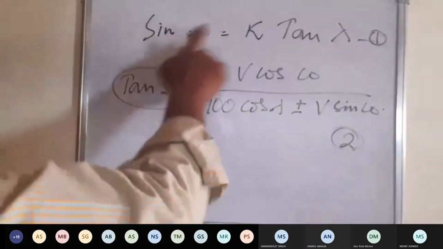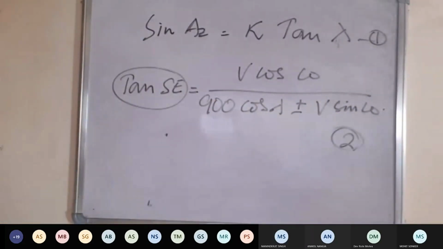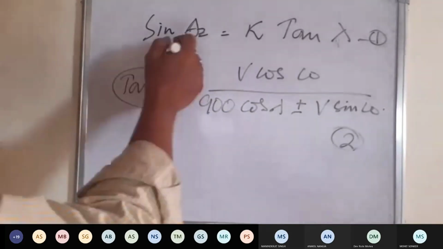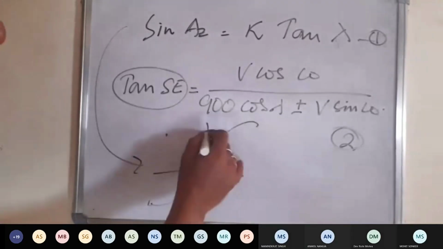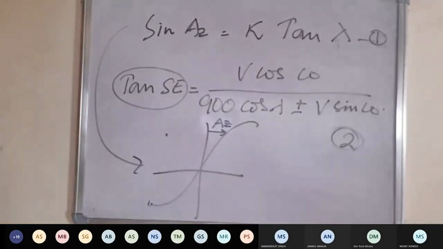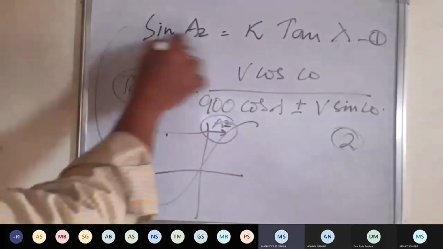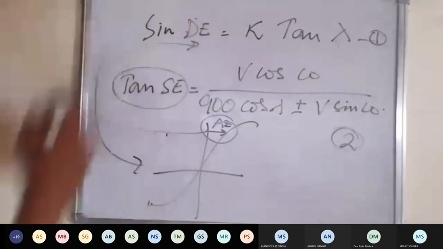We wrote sin azimuth here. In this case we had seen that the error that was happening was the azimuth error we talked about. This is the same azimuth error and we are calling it damping error.